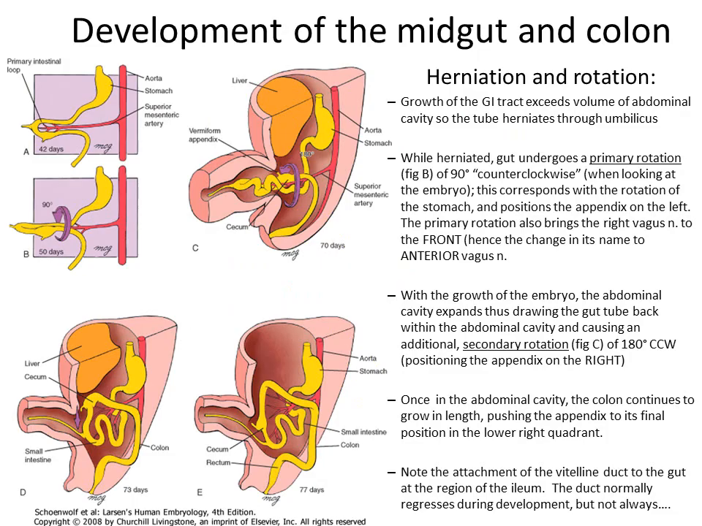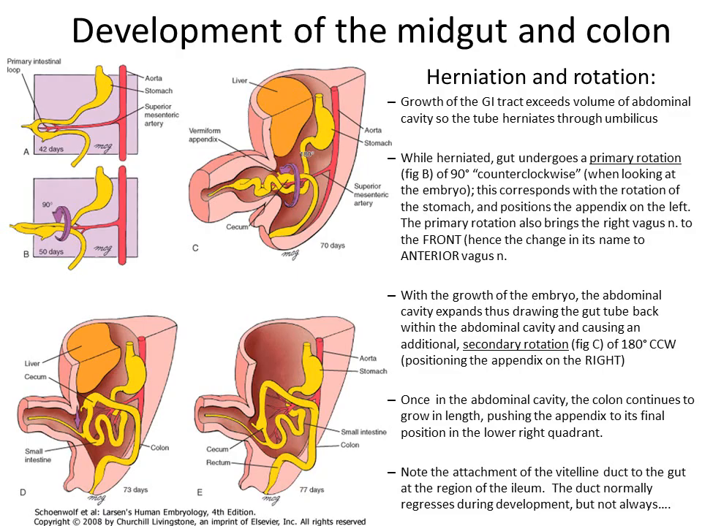Development of the midgut and colon, herniation and rotation. Growth of the GI tract exceeds the volume of the abdominal cavity, so the tube herniates through the umbilicus. While herniating, the gut undergoes primary rotation of 90 degrees counterclockwise. When looking at the embryo, this corresponds with the rotation of the stomach, with the appendix positioned on the left, and the primary rotation also brings the right vagus into the front, hence the change in name to the anterior vagus.